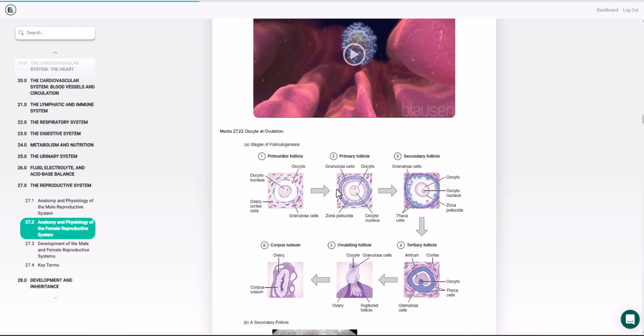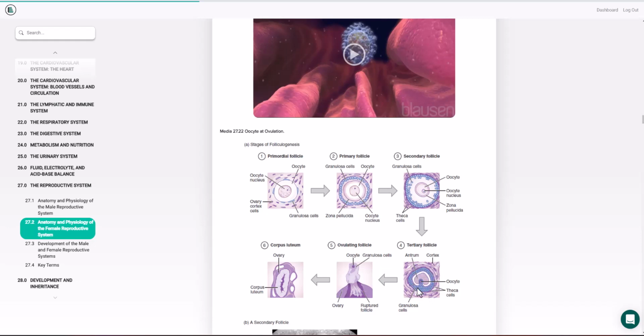They start getting some more helper cells around them. I'm not naming them because I'm not asking you to know them. So these little helper cells grow, and then those primary follicles will continue to become secondary follicles. All I want you to see is that they get bigger, and more cell layers gather around them. But as this process occurs, only one of those will become the tertiary.